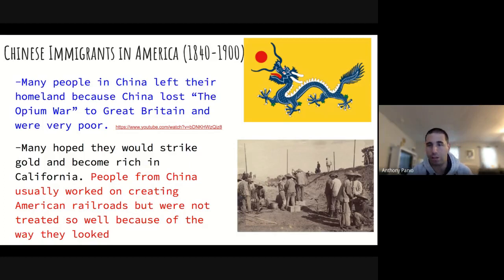Many hoped as well, despite even losing the war. Some people came from China because of the California gold rush in 1849. Many people came from China thinking they could make it rich or strike big, but that necessarily wasn't the case, because we know many of the people that went out for the California gold rush ultimately failed. Many people from China usually worked on creating American railroads. Yes, the Transcontinental Railroad was one of the major railroads they worked on. And yes, Hung Lei Wo, if you remember from the video we saw last week, was a Chinese person. That is also correct. I think we saw that on Thursday.